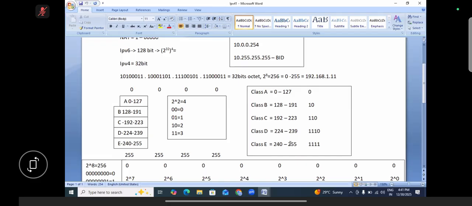Guys, please don't learn this by heart. As of now, you're doing only by heart. Class A, 0 to 127. Class B, 128 to 191. Don't do like that. Try to understand the concept.